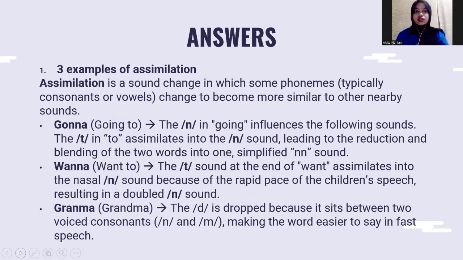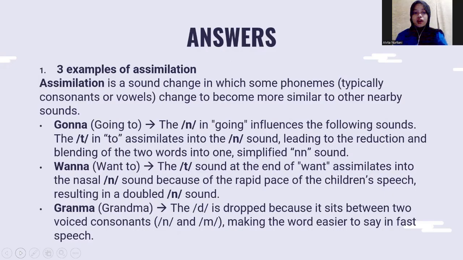The first question is three examples of assimilation. Assimilation is a sound change in which some phonemes, typically consonants or vowels, change to become more similar to other nearby sounds. The answers are gonna, from going to. The N in going influences the following sounds, and the T in to assimilates into the N sound. So it leads to the reduction and blends of the two words into one simplified double N sound.